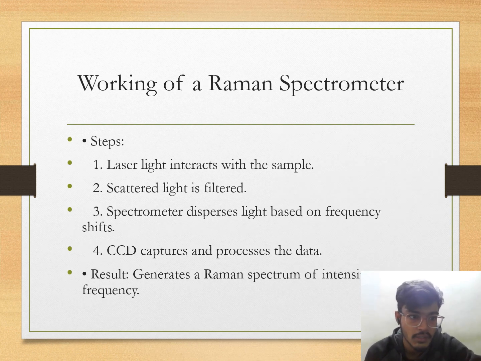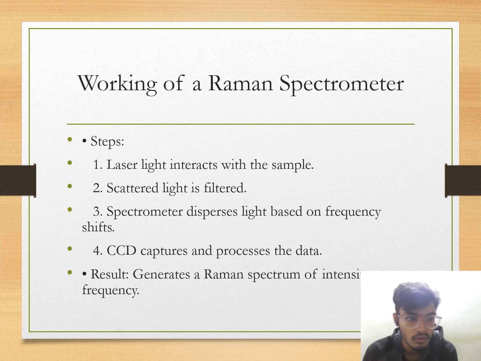The working of the Raman spectrometer. The Raman spectrometer works by analyzing the inelastic scattering of light to study the molecular vibrations and structures. The light source is a laser that illuminates the sample. Most light scatters elastically, but a small fraction of light scatters inelastically, which involves Raman scattering. We have to collect the scattered light and filter it to block the Rayleigh scattering.